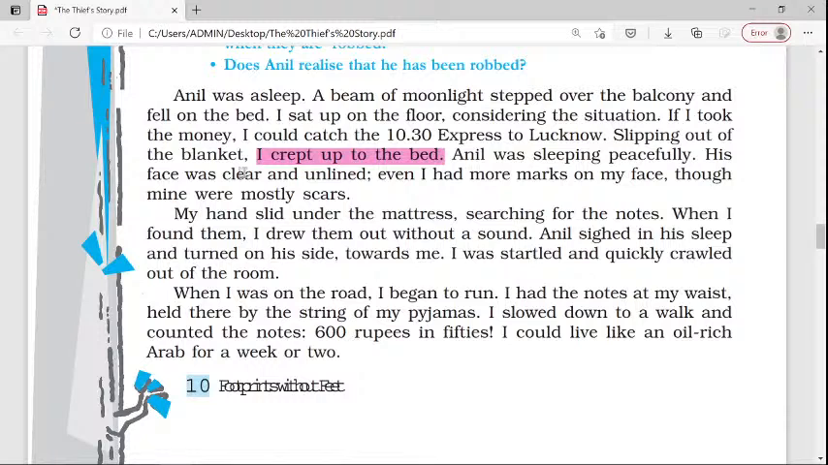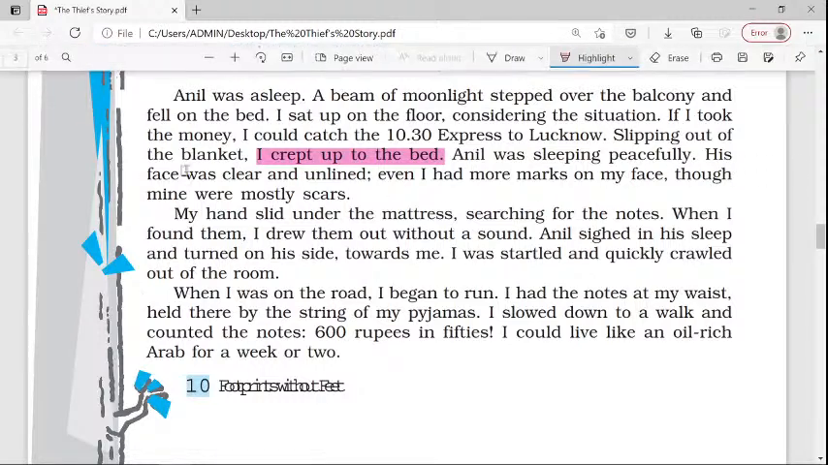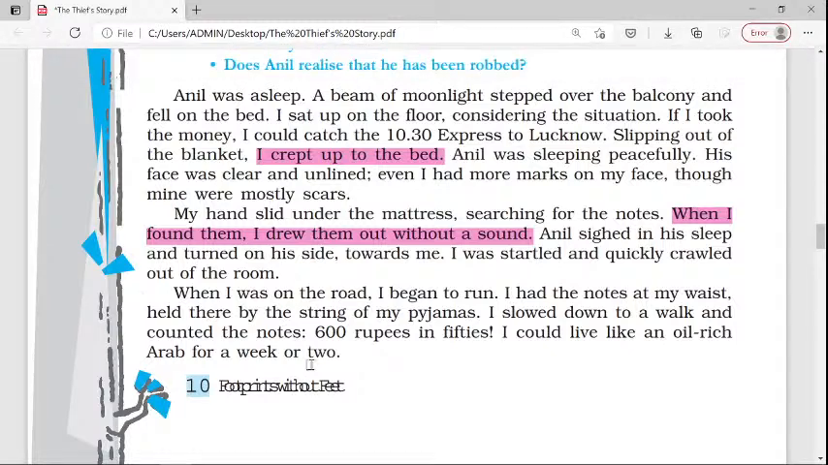Anil was sleeping very peacefully. His face was clear and unlined. Even I had more marks on my face, though mine were mostly scars. My hand slid under the mattress, searching for the notes. So he has already put his hand under the mattress. When I found them, I drew them out without a sound. Drew means he took it away.